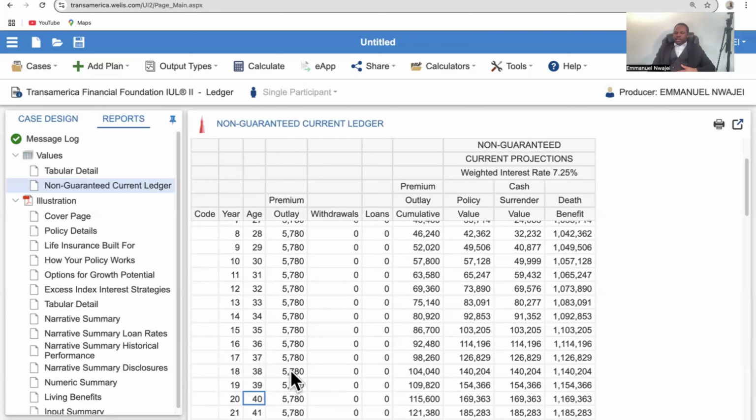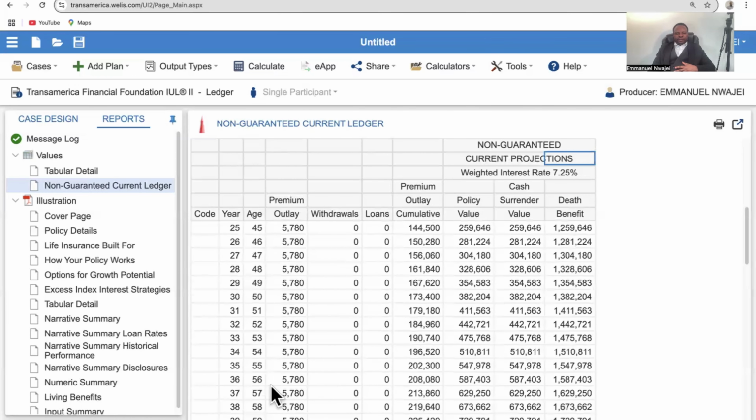This is year 20. Now it's 40 years of age. This is the amount he put in for that year. Then he has not withdrawn anything. He has not taken any loan. Here, the total amount he has already put in is $115,000. Then here, this is interest the portfolio has produced for him. Then this is the amount that is ready for him to cash out. That's free. Then this is the death benefit.